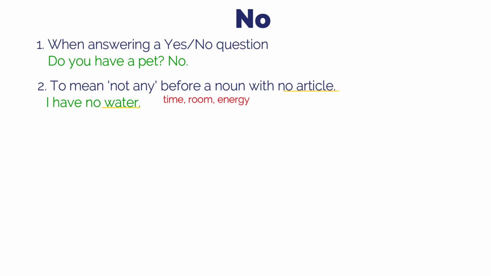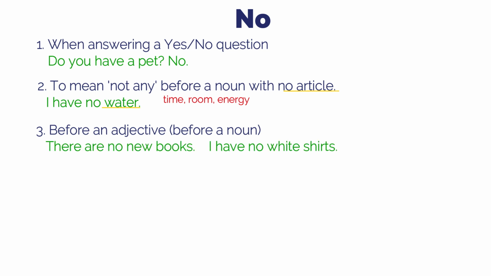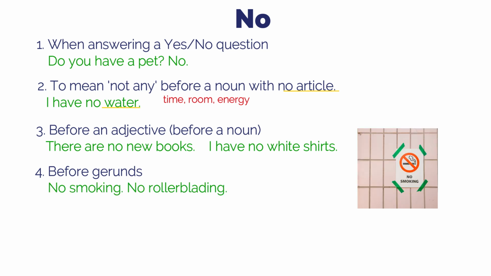We also use no when it comes before an adjective, which comes before a noun. For example, there are no new books. I have no white shirts. We also use no before gerunds. For example, no smoking, no rollerblading.